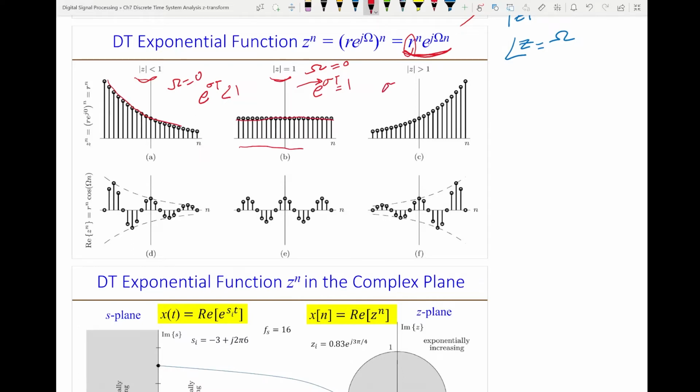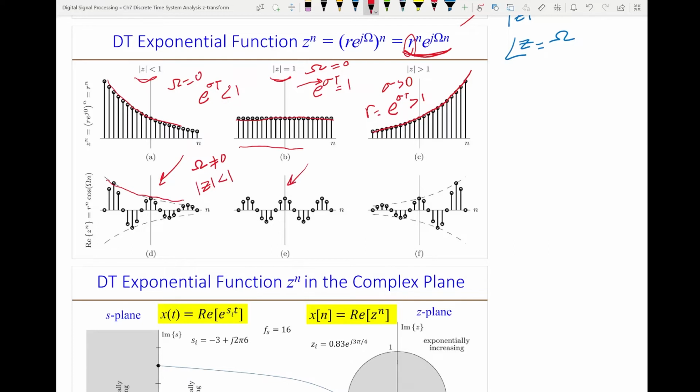When sigma is larger than 0, then e to the sigma T is larger than 1. So that is exponential growth. If you think of sigma as frequency, that is the growth rate. Now in this case, there is oscillation, so omega has some value. It does not equal 0. And it's decaying. That means the magnitude of z is less than 1.